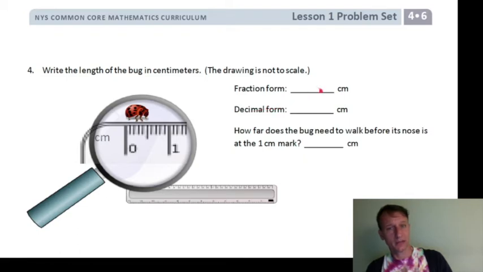So they wanted to say, how big is the bug? What's her length? How long is she in fraction form and decimal form, which you can see right there. She comes to that long mark in case your copy you're looking at isn't too clear.